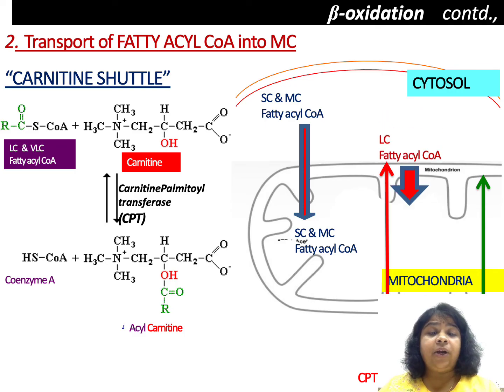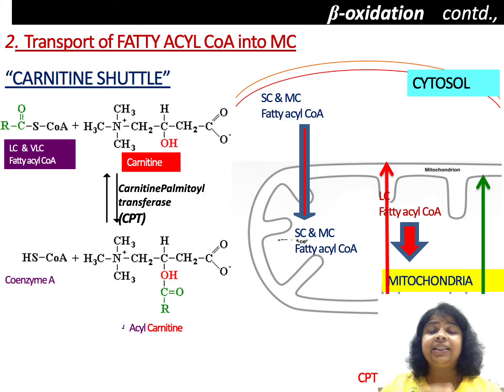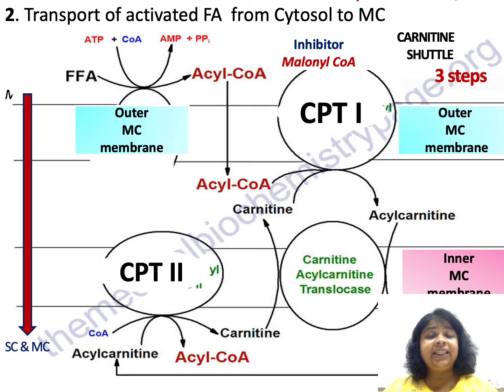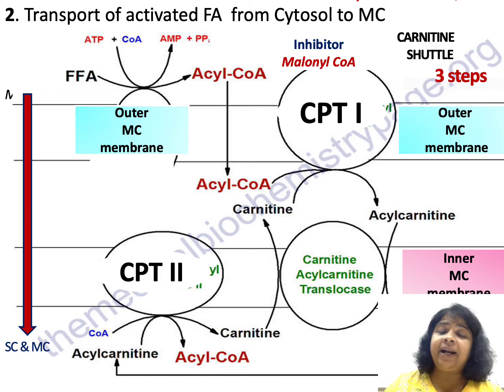Next there is a translocase. This translocase will help to transfer this acyl carnitine into the mitochondrial matrix. So as you can see here, CPT1 will convert acyl CoA into acyl carnitine, acyl CoA plus carnitine forming acyl carnitine. So there is a translocase, a protein present in the inner mitochondrial membrane which allows acyl carnitine to pass into the mitochondrial matrix.